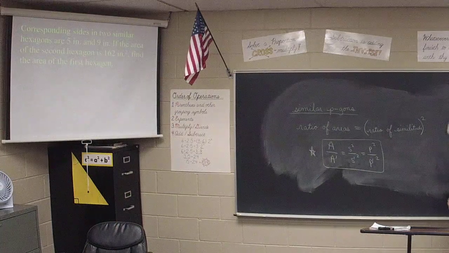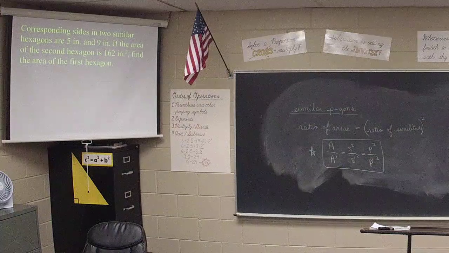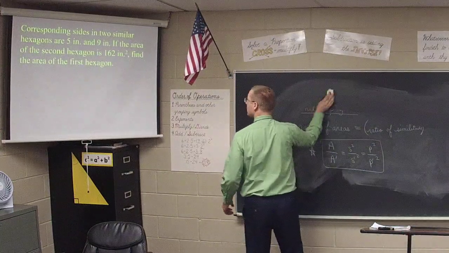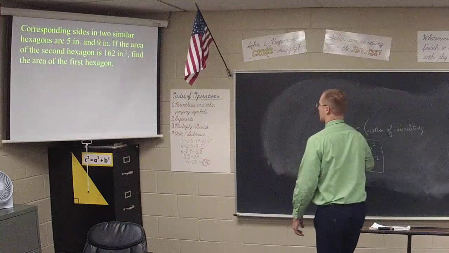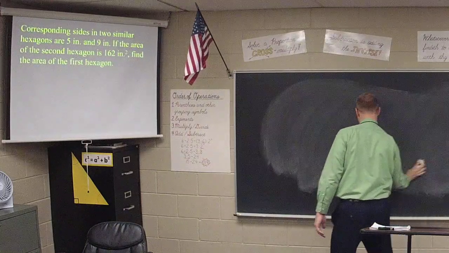Now let's go and take a look at the first problem together. Go and read it for us nice and loud if you would, Quentin. Corresponding sides in two similar hexagons are 5 inches and 9 inches. If the area of the second hexagon is 162 inches squared, find the area of the first hexagon.